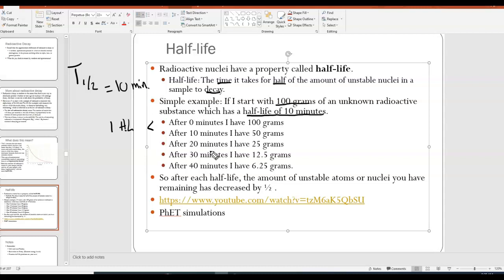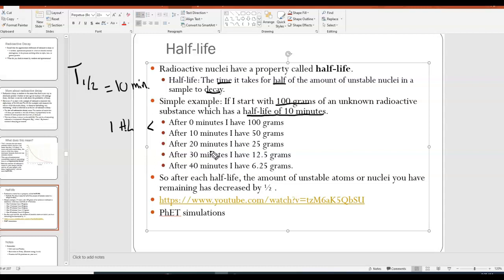Now, because of the way radioactive decay works, there's no way for me to know which specific atoms decayed or when each specific atom decayed, but half-life is kind of a probability type of thing. I don't know which ones did it, and I don't know when they decayed, but I know that on average, after 10 minutes, about half of them have decayed.